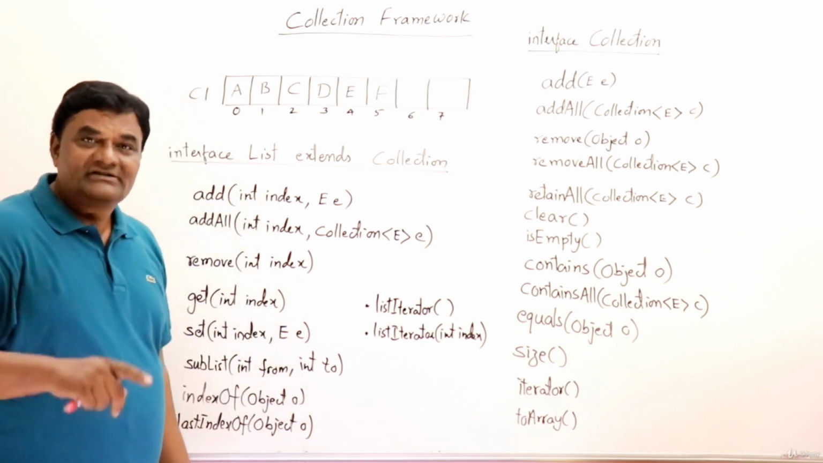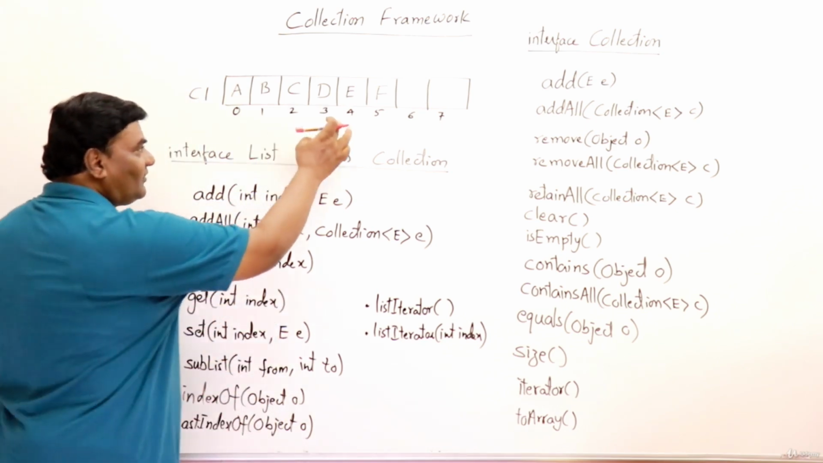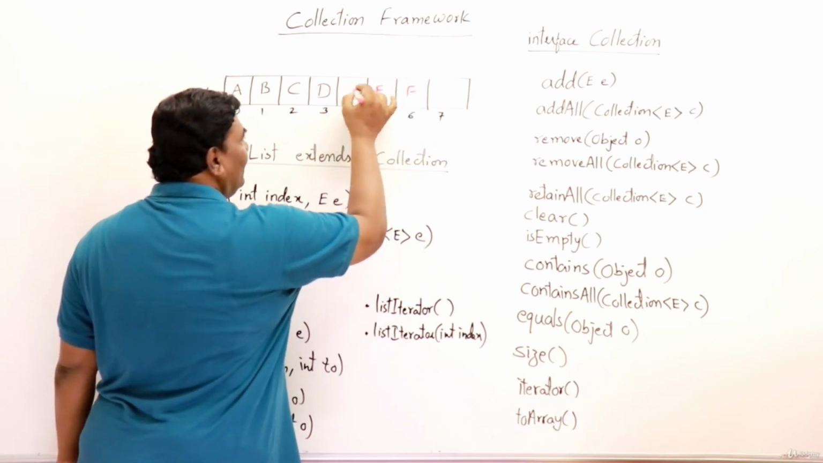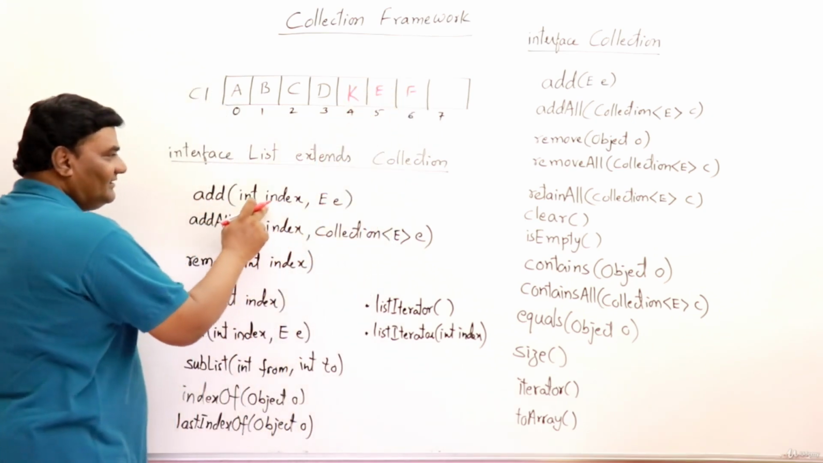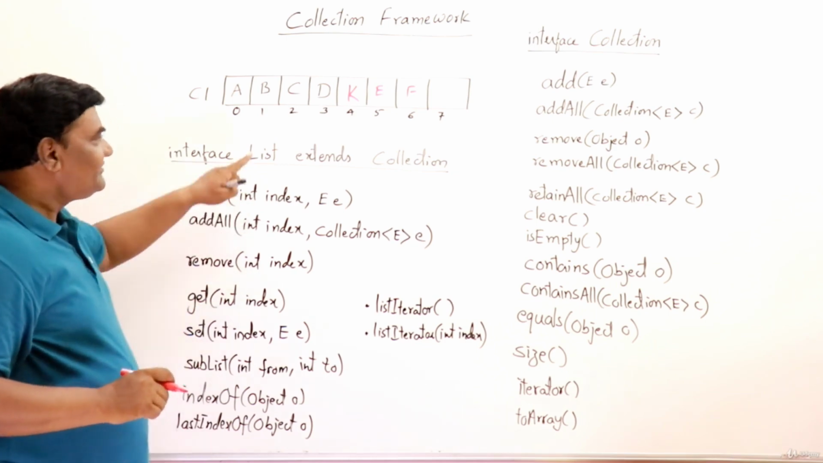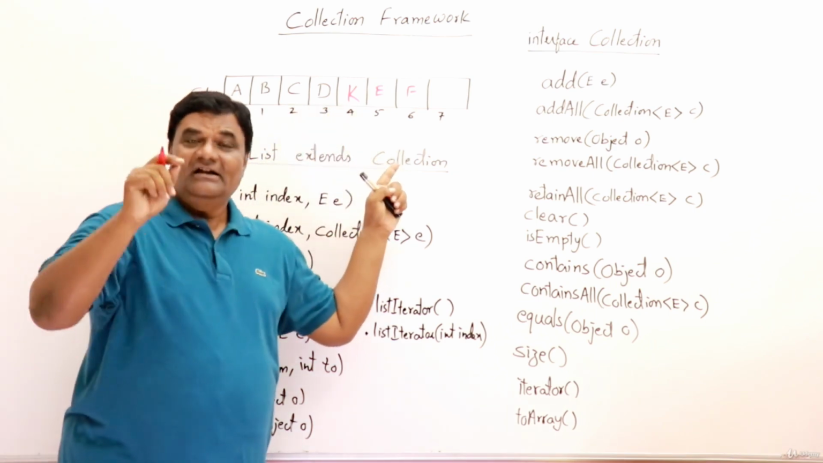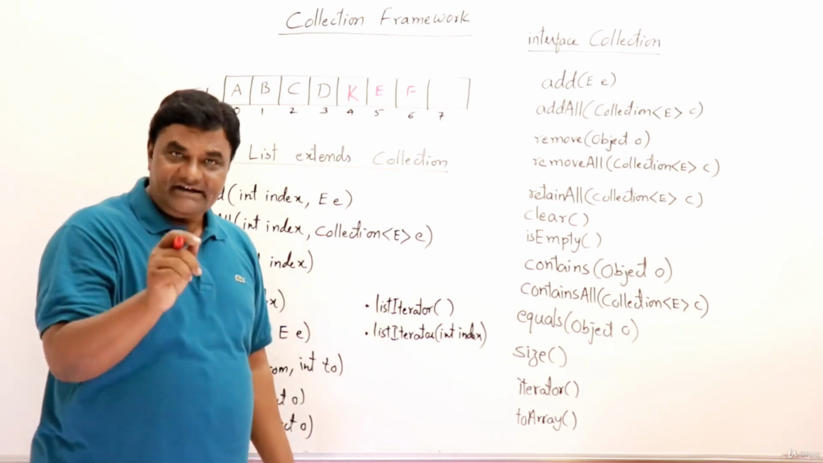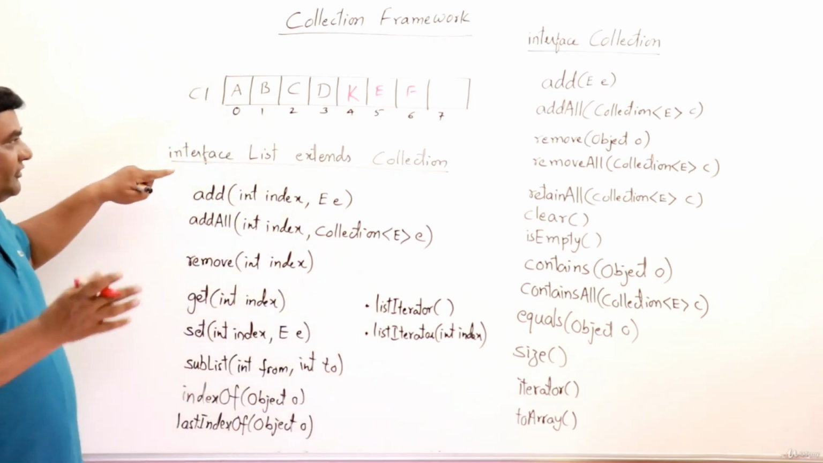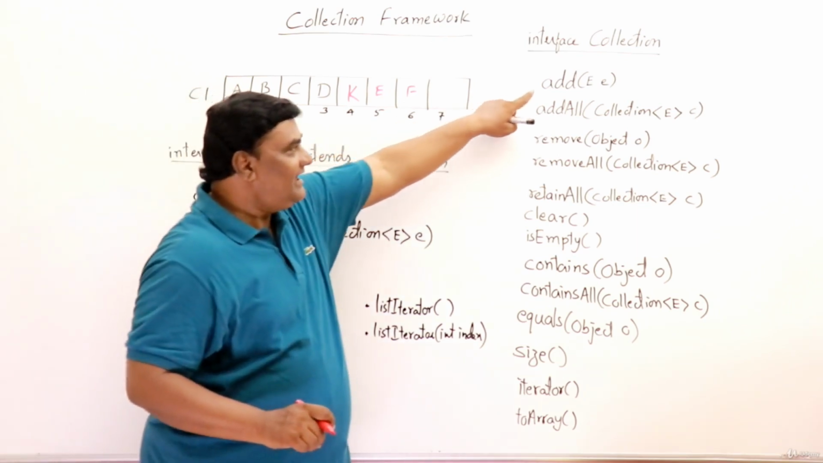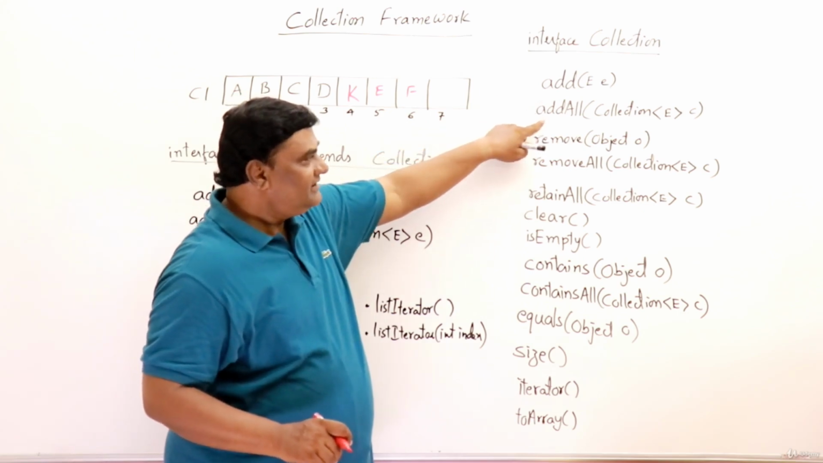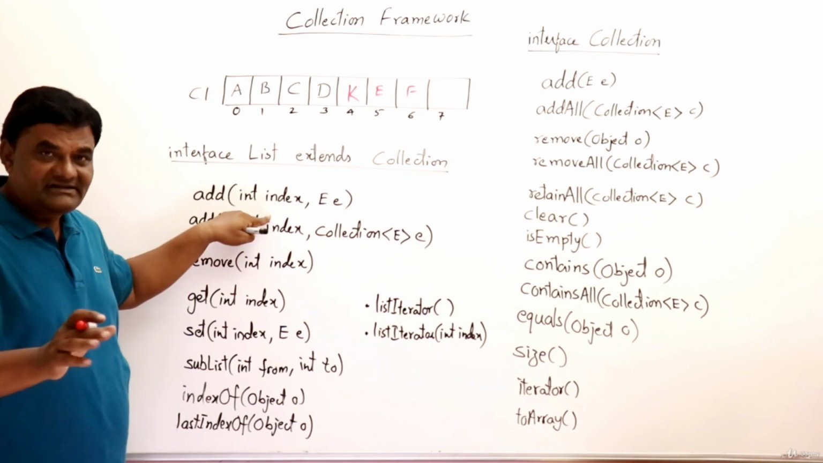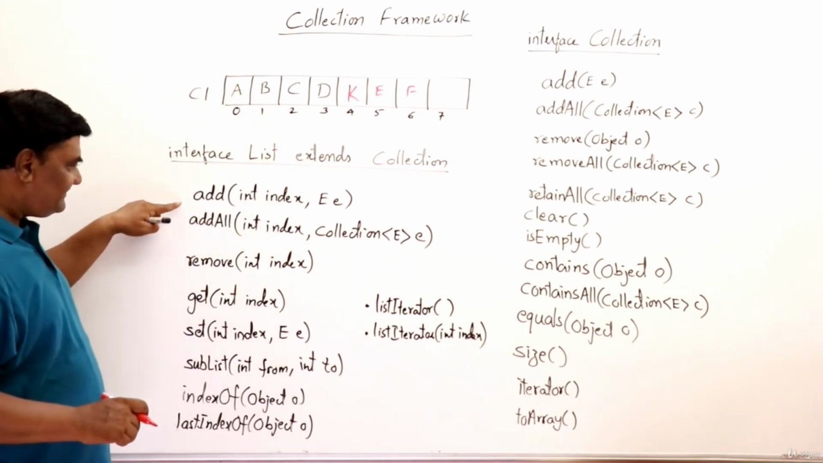Suppose I want to insert k at index 4. It will move f and e, and here it will insert k. So I can mention the index, and it will make space for that element and then insert that element or object. So adding at a given index is possible. Now you can easily remember: there is an add method, an addAll method which will add a collection, and one more add method with index.